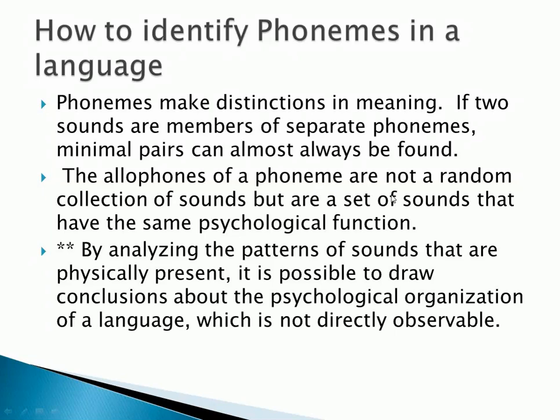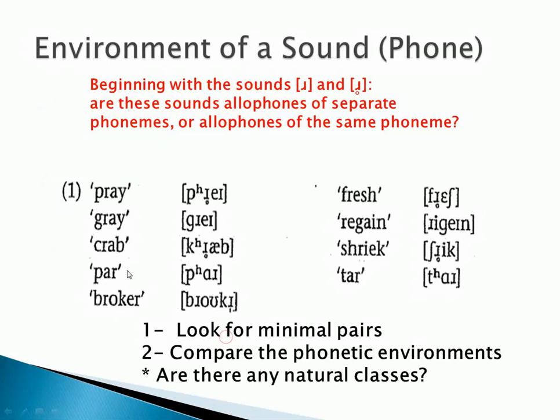Now, the allophones of a phoneme are not a random collection of sounds, but are a set of sounds that have the same psychological function. What does it mean? Well, they are not random. The variants of that phoneme, they have rules. By analyzing the environment, you will be able to come up with rules. So again, by analyzing the patterns of sounds or the environment that are physically present, it is possible to draw conclusions or come up with rules about the psychological organization of a language, the rules, which is not directly observable.